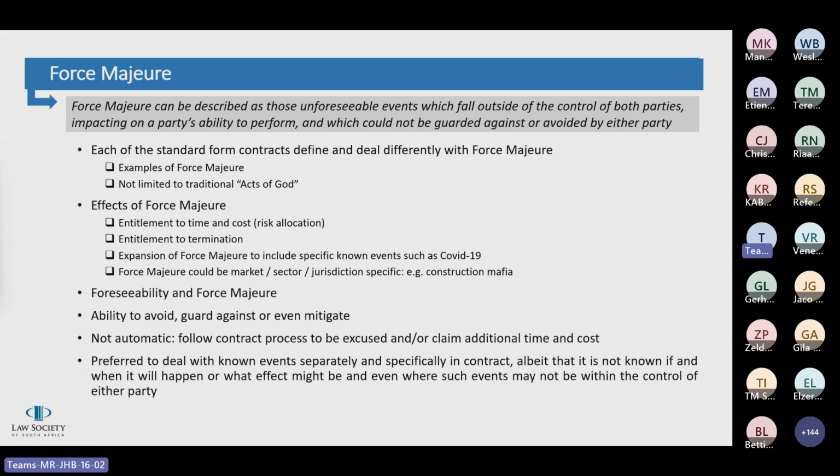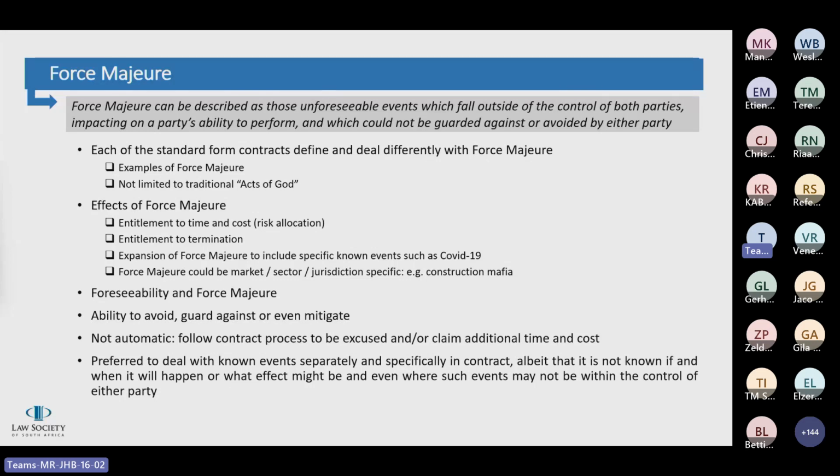So force majeure can be described as those unforeseen events which fall outside of the control of both parties, impacting on a party's ability to perform, and which could not be guarded against or avoided by either party. The principal objective of a force majeure clause in a contract is to relax the obligations and to set a limit to the strict liability imposed on a party to perform in terms of a contract in the event of certain circumstances arising which prevent or have an effect on the party's ability to perform. So the general effect of a force majeure clause is that parties are excused from their obligations. This means that a party who validly fails to perform as a result of a force majeure cannot be held liable for any damages suffered by the other party due to this non-performance.